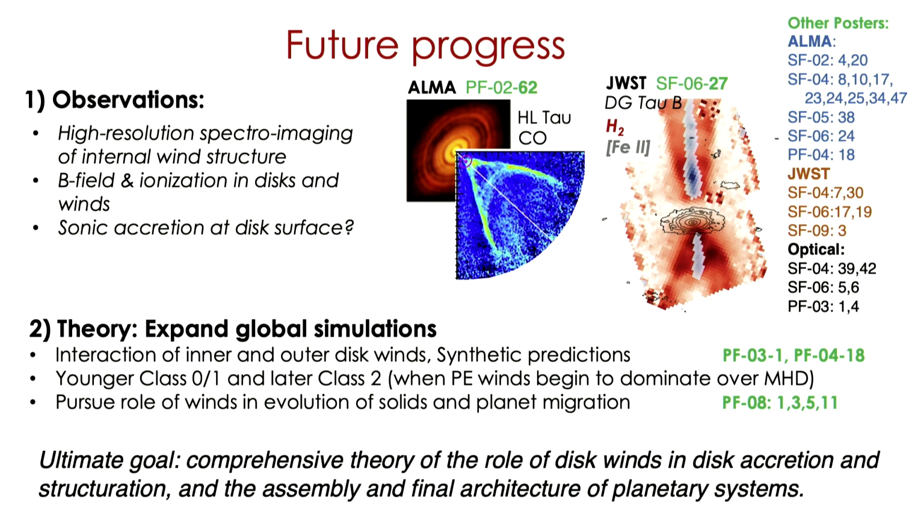We also want to go to younger Class 0 and 1 sources, and later Class 2 when photoevaporative winds may start to dominate, see how that looks in synthetic predictions, and pursue the role of winds in the evolution of solids and planet migration. And of course, the ultimate goal is to reach a comprehensive theory of the role of disk winds in disk accretion and the architecture of planetary systems.